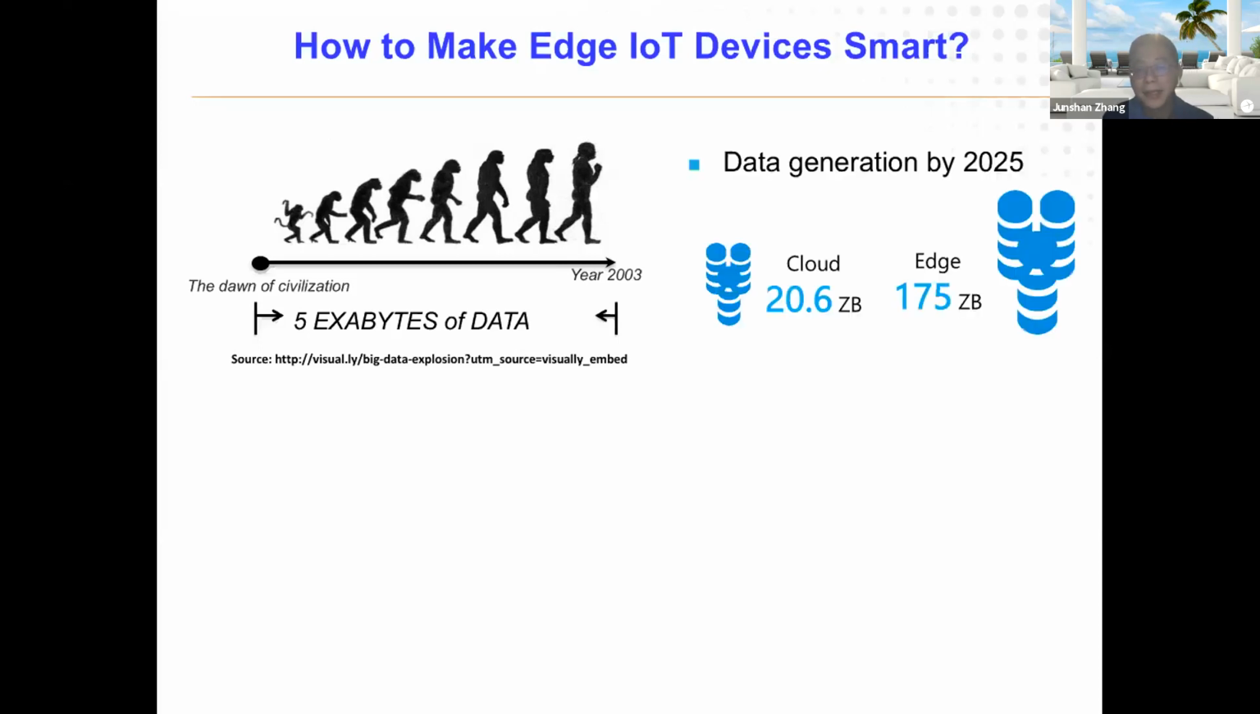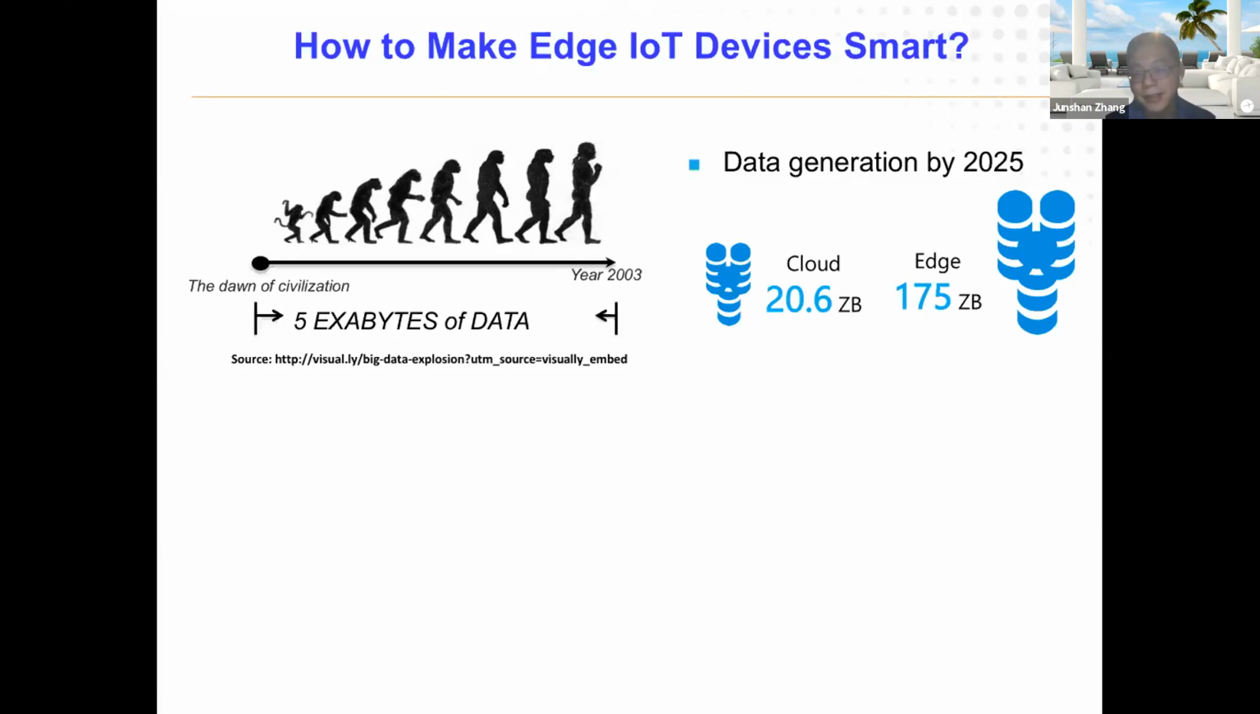A recent report by Cisco tells us that by the year 2025, over the course of 2003 to 2025, which is 22 years, the cloud will have generated 20.6 zettabytes of data. 1 zettabyte is 1,000 exabytes. So roughly it's about 4,000 times. Over the course of 22 years, compared to 5,000 years, the amount of data generated by the cloud would be about 4,000 times.